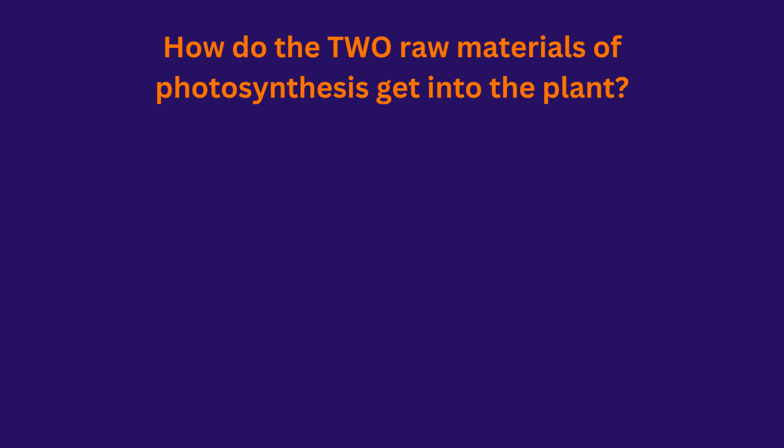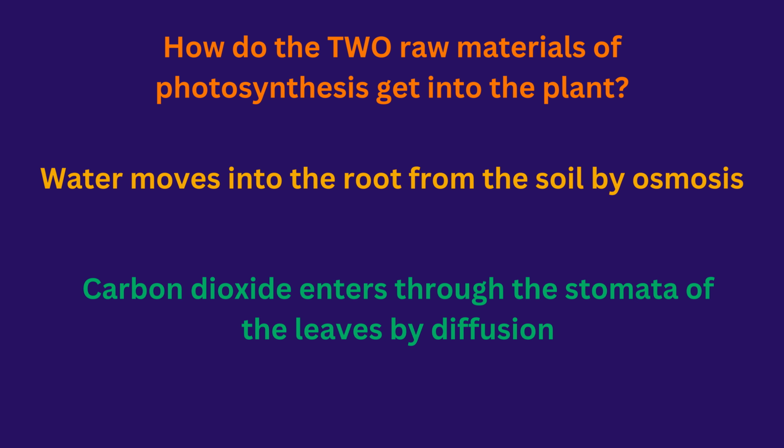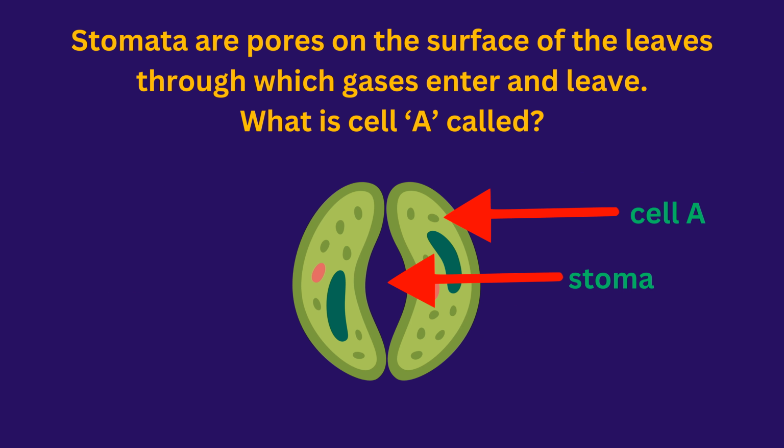How do the two raw materials of photosynthesis get into the plant? So what are the two raw materials? Water and carbon dioxide. So water moves into the root from the soil by osmosis, while carbon dioxide enters through the stomata of the leaves by diffusion. Stomata are pores on the surface of the leaves through which gases enter and leave.